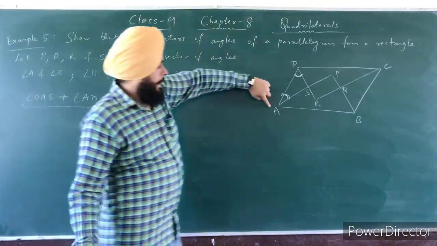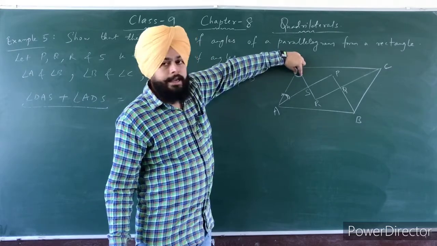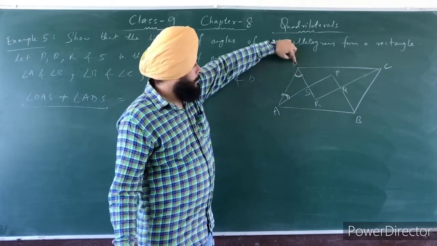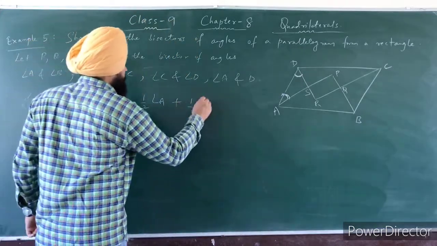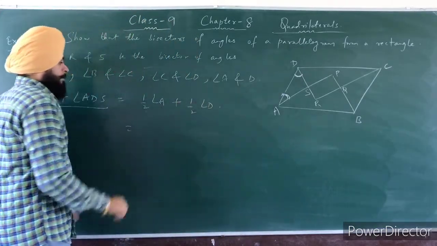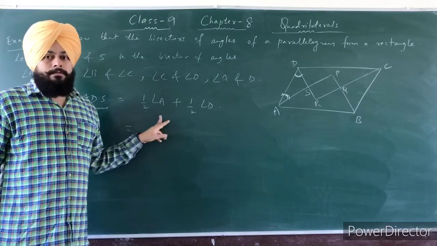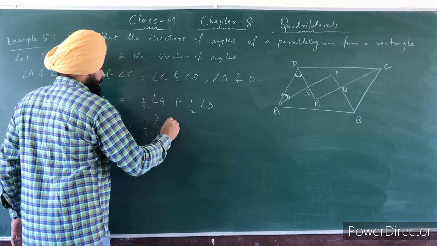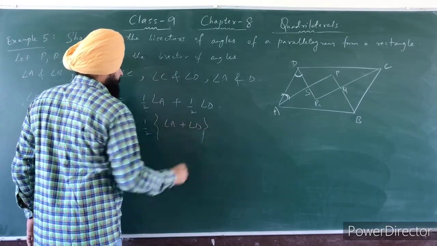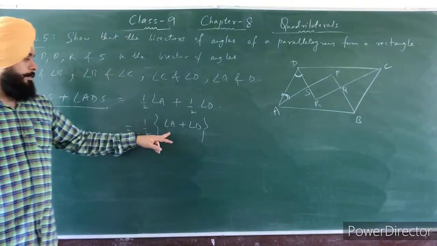This angle ADS is again half of angle D because this DS is a bisector of angle D. So you can write here half of angle D. Now taking 1/2 common from these two terms, angle A plus angle D. Now what is the sum of angle A and angle D?